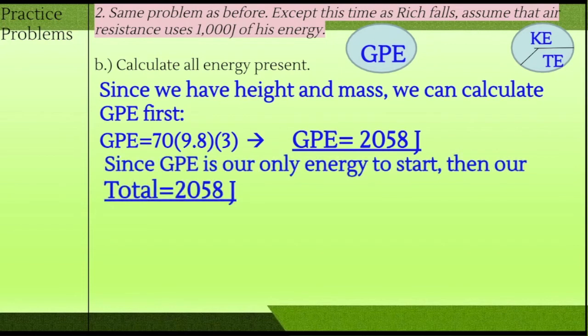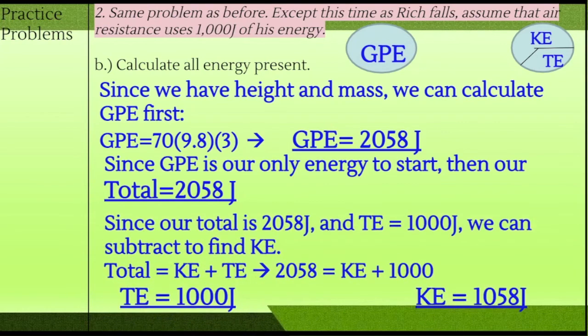And the way we're going to figure that out is by taking our total energy, which is still 2058 joules because that came from GPE in the beginning, and transferring that over to the end. From that, though, we know that we are going to lose 1,000 of those joules to thermal energy. So we are going to subtract 1,000 from 2058 joules, and that will give us our kinetic energy.